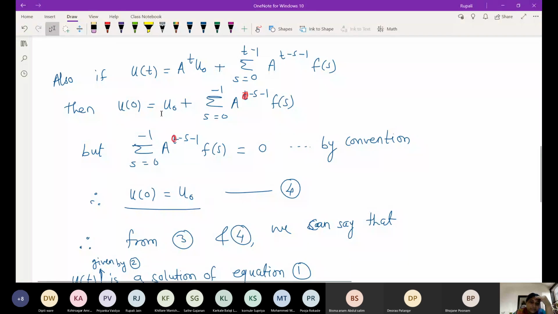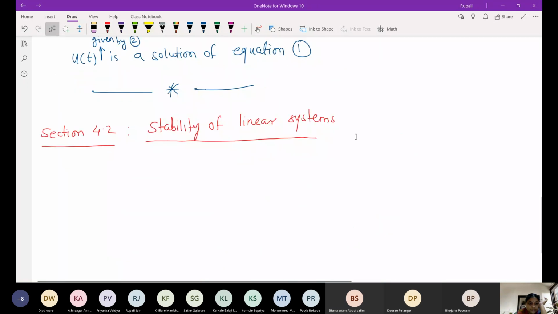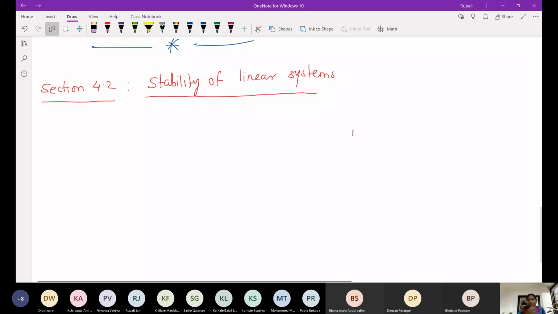Yes, yes. Since this sum is like s equal to 0 to minus 1, whatever may be the function here, it must be 0. By convention, we treat that sum as 0. Is that okay? Yes, ma'am. Okay, so we will go to the next section, stability of linear system.